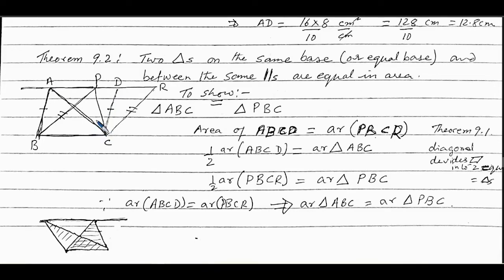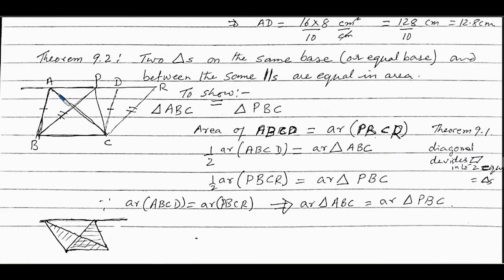Similarly, I take this line and draw another parallel line. So we have two parallelograms. One parallelogram is this one, that is ABCD, and another is this parallelogram PBCR. And they are equal because they have a common base and lie between two parallels, which we have shown using theorem 9.1.